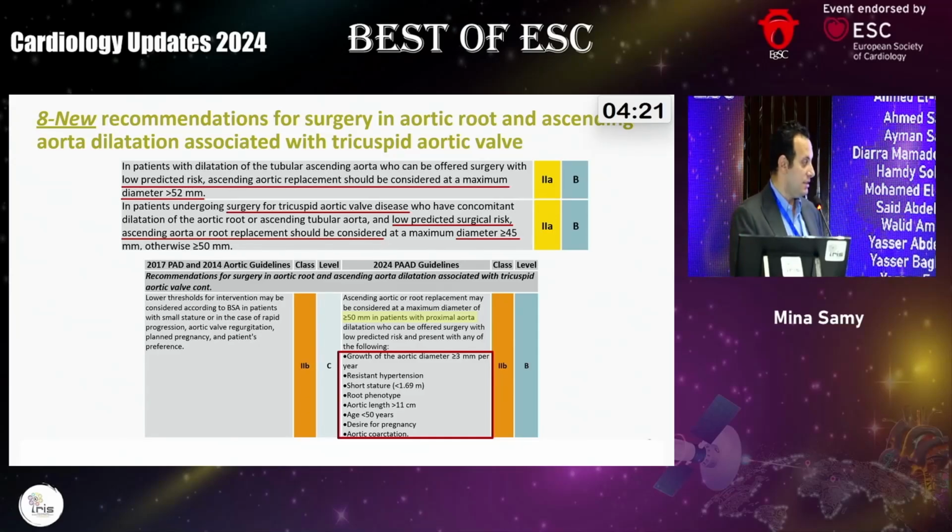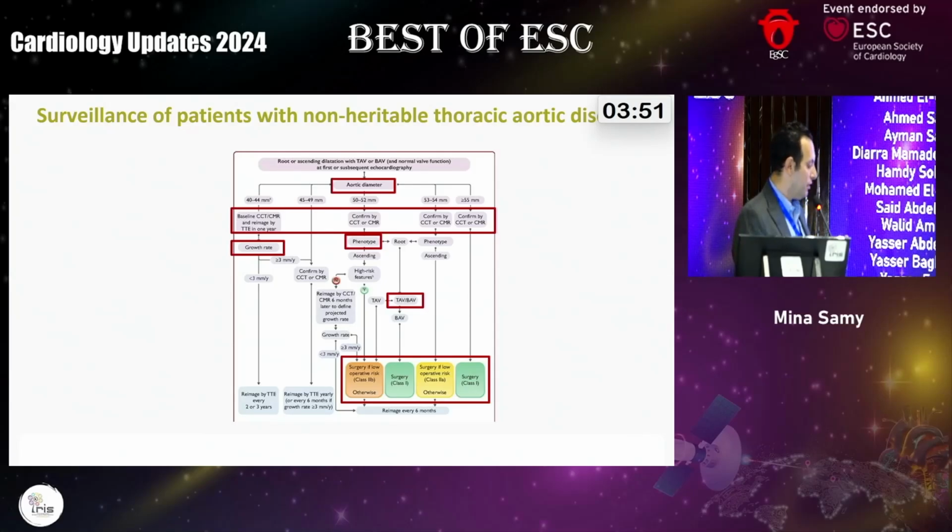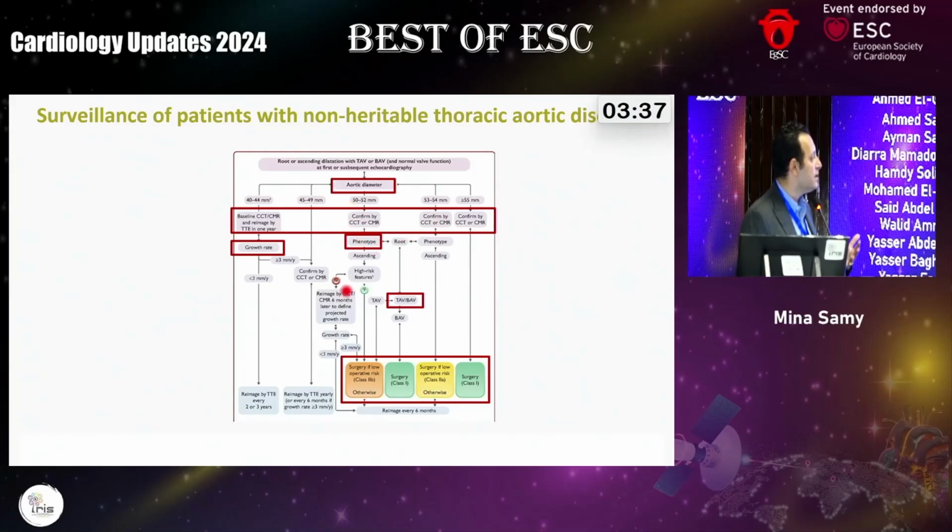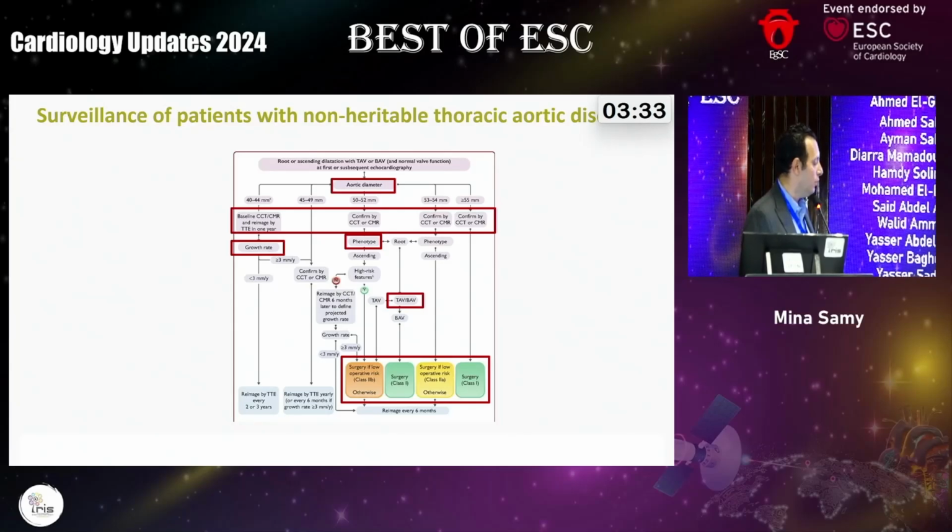What's new in the recommendation is this box down here. The cutoff is 55 or 52, but we can use a cutoff of 50 if we have those risk factors I mentioned in the previous slides, like the growth of the aorta, the presence of resistant hypertension, the short stature of the patient, the root phenotype, the aortic length more than 11, age less than 50, and desire for pregnancy and aortic coarctation. After this, the guidelines used the data to formulate this algorithm, and they divided the patients like this. According to the cutoffs, we can use this algorithm to decide which patient will undergo aortic intervention.